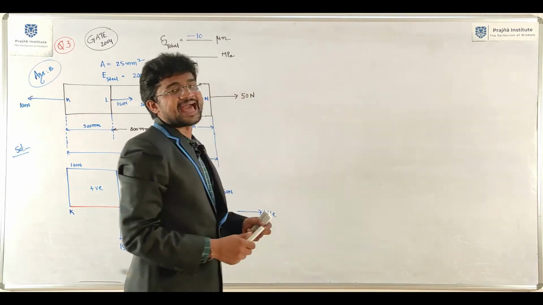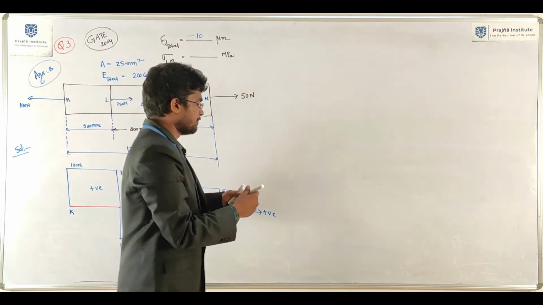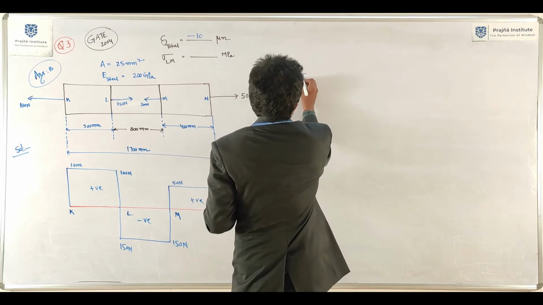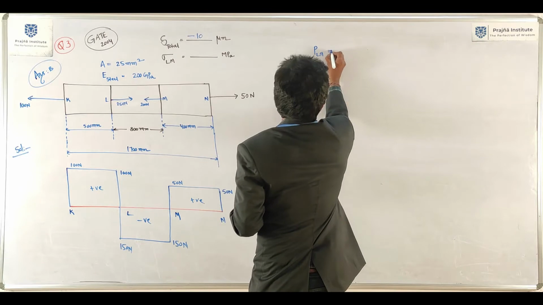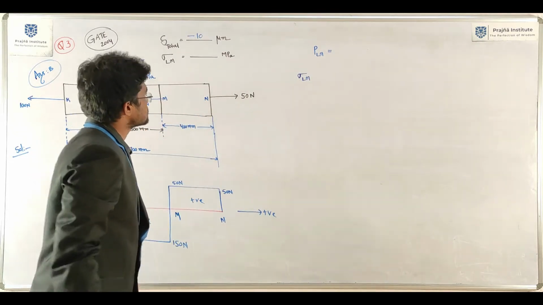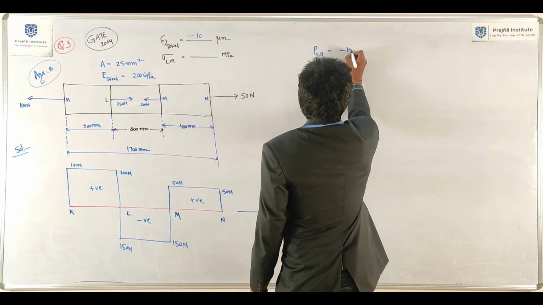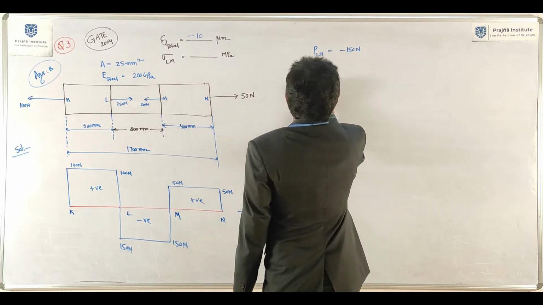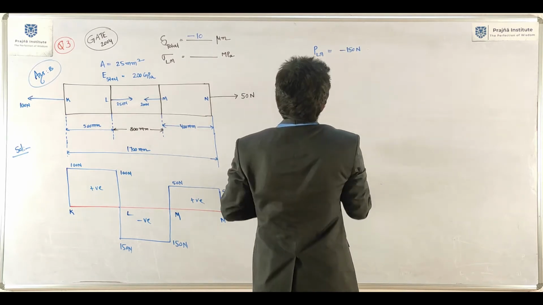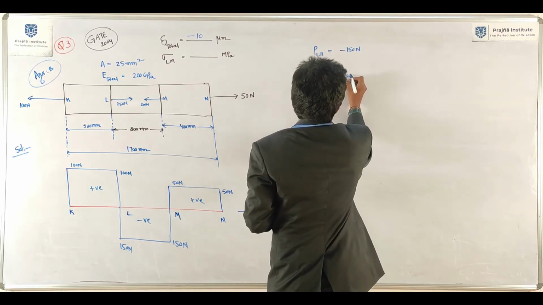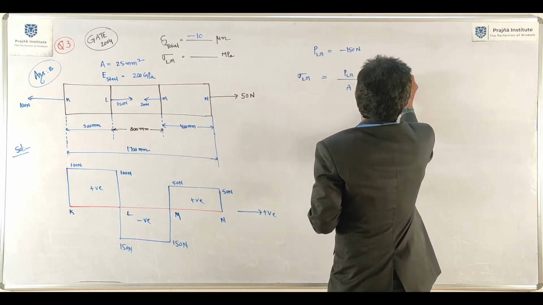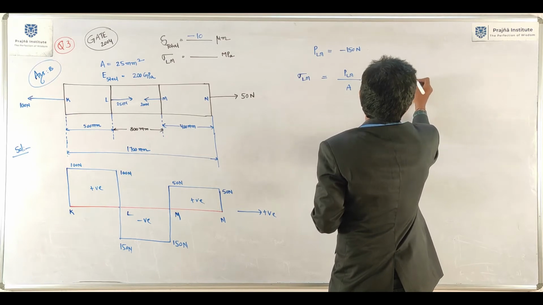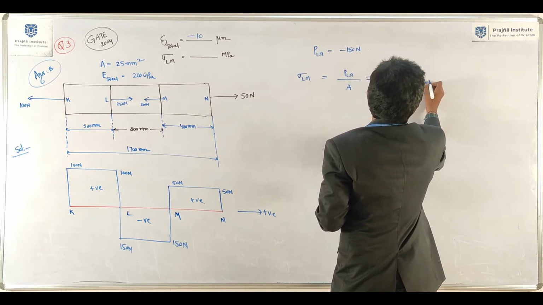Here they are asking for the axial stress in the member LM. Here sigma LM, before that, what is the load acting in the member LM? It is nothing but minus 150 Newton. Sigma LM equals P LM by area of cross section, minus 150 by 25 Newton per mm square.